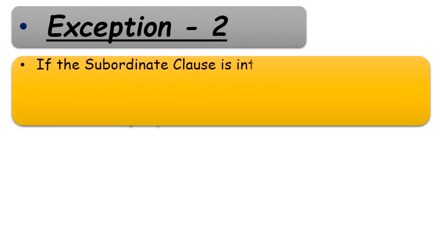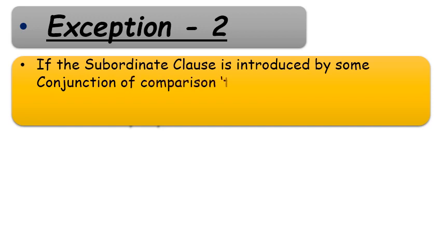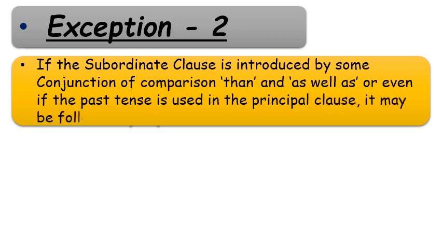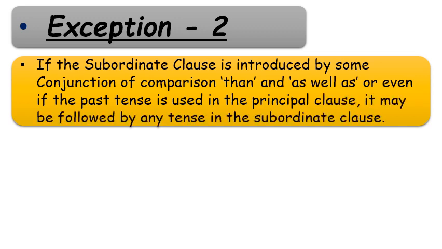Exception number 2. If the subordinate clause is introduced by some conjunction of comparison, that is "than" and "as well as", and the past tense is used in the principal clause, it may be followed by any tense in the subordinate clause. Or in a simple way, we can say that if the principal clause is in past tense and the subordinate clause is introduced by some conjunction of comparison, that is "than" or "as well as", then we may use any tense in the subordinate clause.